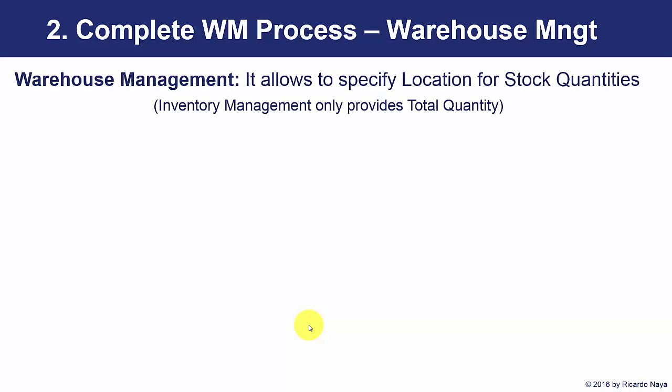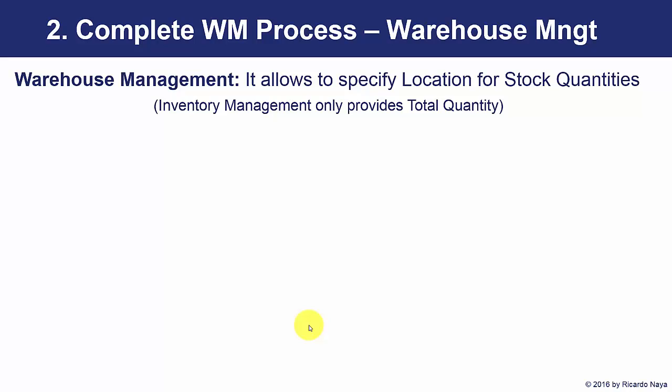Warehouse management is going to allow us to specify locations for stock quantities. In all SAP implementations where we use logistics, we are going to need inventory management, but inventory management only provides us with total quantities in each storage location. With warehouse management, we can go lower and specify different locations for different materials and move them around our warehouses. So we are going to be able to locate them in a specific location.